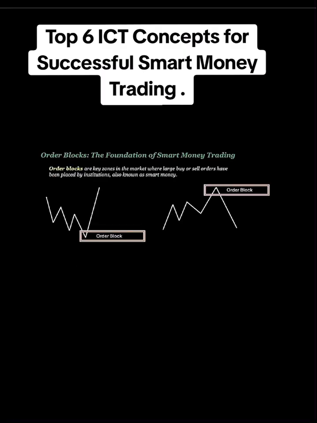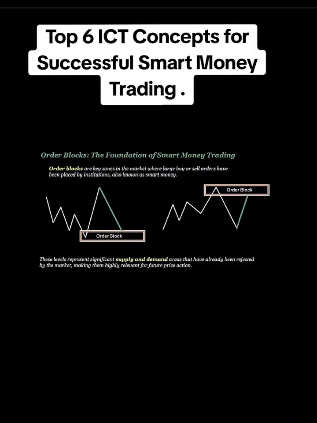Order blocks. Order blocks are key zones in the market where large buy or sell orders have been placed by institutions, also known as smart money. These levels represent significant supply and demand areas that have already been rejected by the market, making them highly relevant for future price action. When price returns to an order block, there's a strong chance the market will react similarly, offering potential trading opportunities. However, while every supply or demand zone shows where price has reacted, not all supply and demand areas qualify as order blocks. Understanding the difference is essential for improving your trading strategy and avoiding common pitfalls.